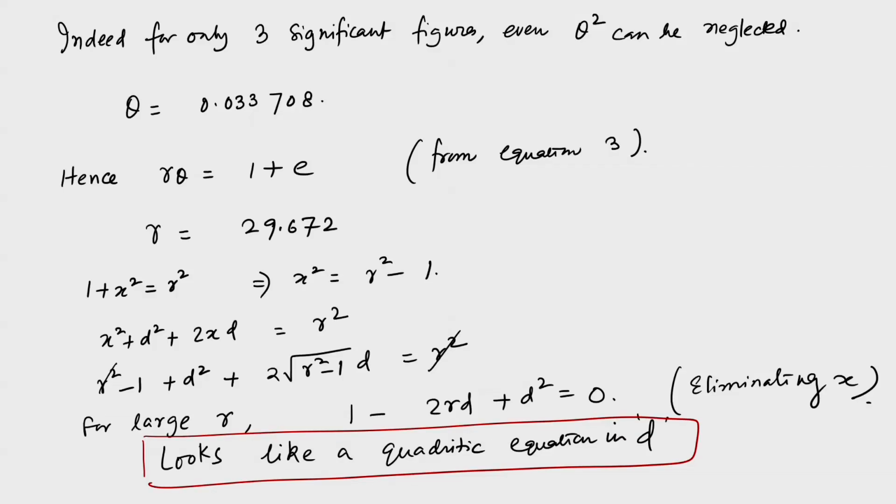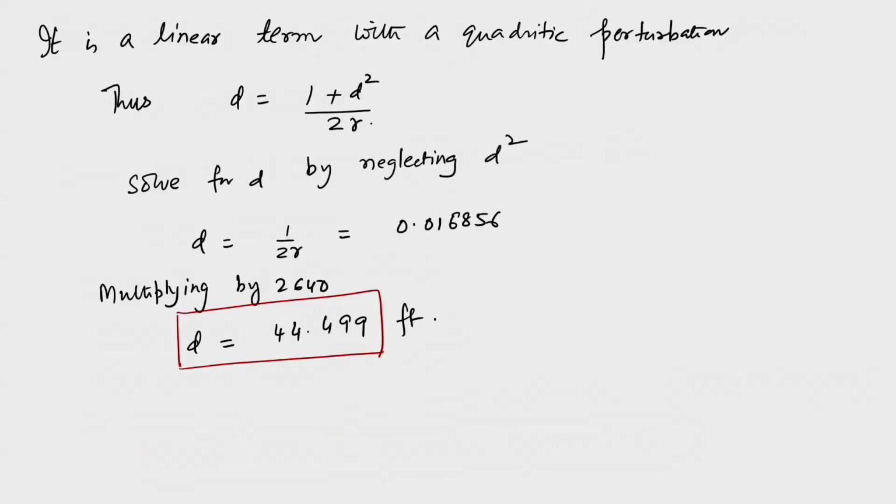So, basically your r came out to be around this value. One can multiply it and get a value in feet that is much larger than d. So, we have actually neglected d square and treated this equation and have gotten a value which is 44.5, nearly 44.5 feet. So, this is the difference in numeric computation.